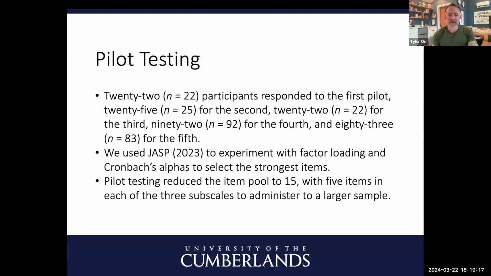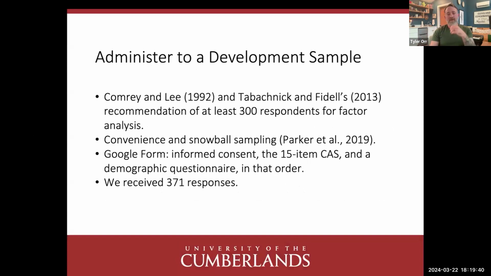With each round, we used JASP to experiment with factor loading and Cronbach alpha to select the strongest items. By the time we finished those 5 pilot tests, we had 15 items. We reduced from 196 to 15, with 5 items for each of the 3 subscales: 5 mental, 5 external, 5 sensation. Once that 15 item version was done, we moved on to administering it to a development sample, which was terrifying, by the way. You get this far and it's like, here's the moment of truth.